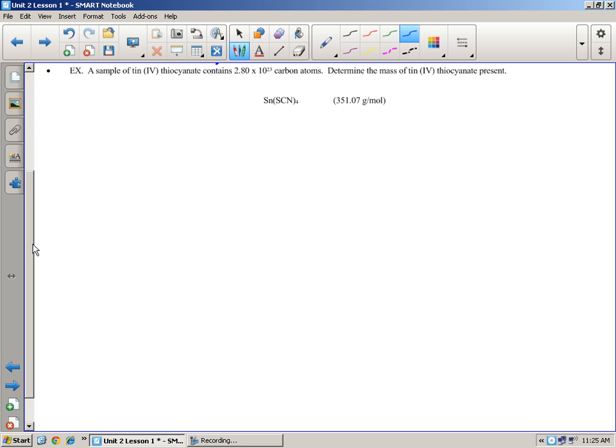Tin(IV) thiocyanate contains 2.80 times 10 to the 23 carbon atoms. So here's what tin(IV) thiocyanate looks like, by the way. And of course, when you're doing homework, you'll have to come up with that formula by yourself, which you should be able to do, so it shouldn't be an issue. I want to find the mass of tin(IV) thiocyanate present. If you want to write this down, you can. You don't have to.